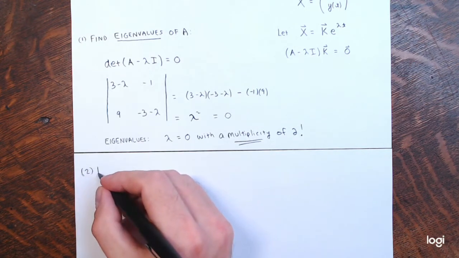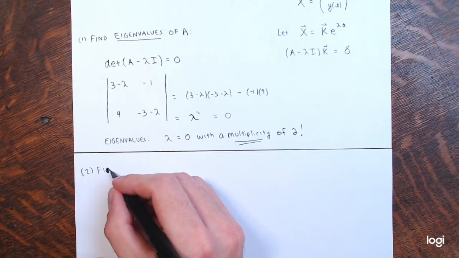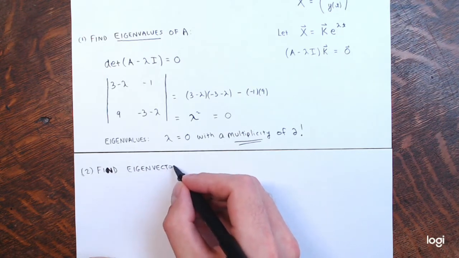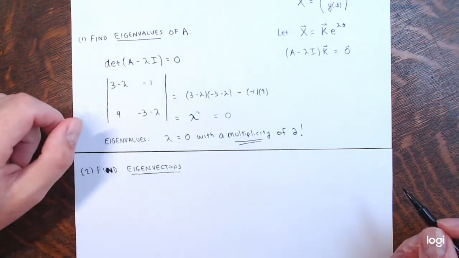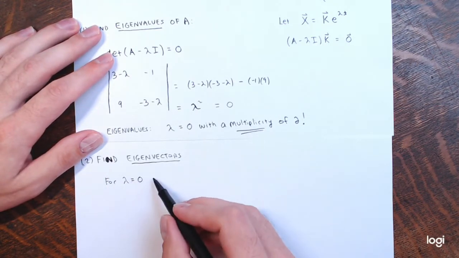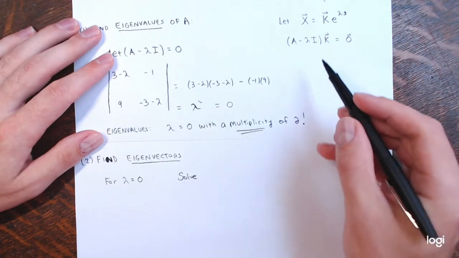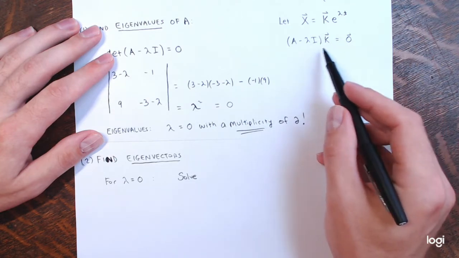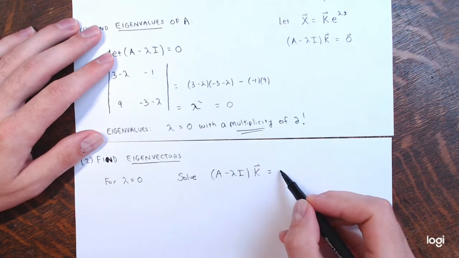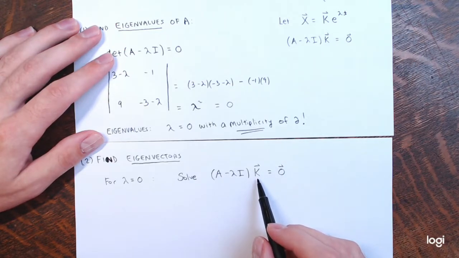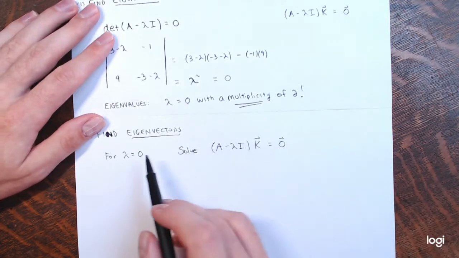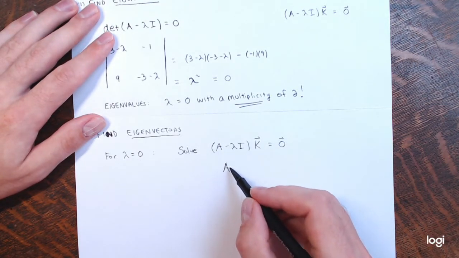Now I'm going to find the eigenvectors corresponding to these eigenvalues. Now again, there's only one eigenvalue here. So for lambda equals 0, remember we're solving this equation now. We're trying to find the vectors k that satisfy this equation that I'm pointing at right here. We're going to solve A minus lambda I times k equals the 0 vector. And of course k equals the 0 vector works. I'm looking for non-zero solutions. Eigenvectors are non-zero vectors.